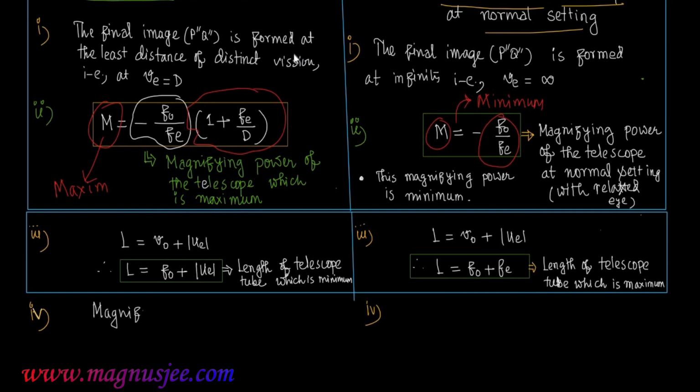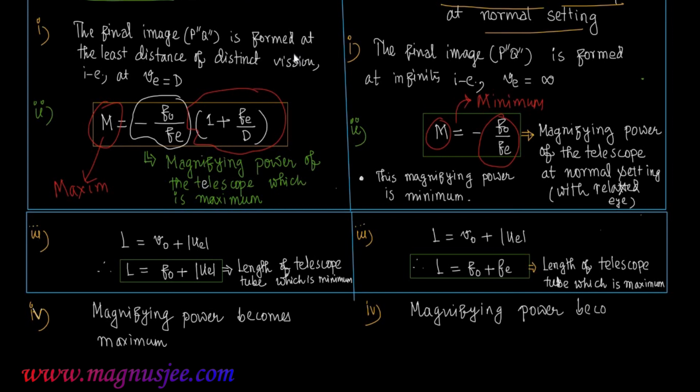Number 4, the magnifying power becomes maximum on the left hand side. On the right hand side, magnifying power is minimum for normal setting. Magnifying power becomes minimum at normal setting.